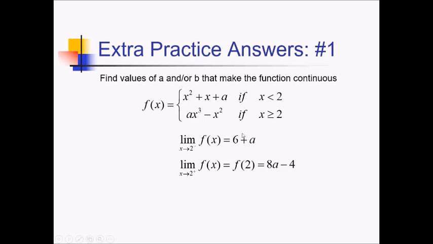So basically we have to do 6 plus a equals 8a minus 4. Those things have to all equal each other. So subtracting here, we've got negative 7a on the left and negative 10 on the right side. Or you could do 7a on the right, 10 on the left. Either way, dividing by 7, we get a equals 10 over 7.